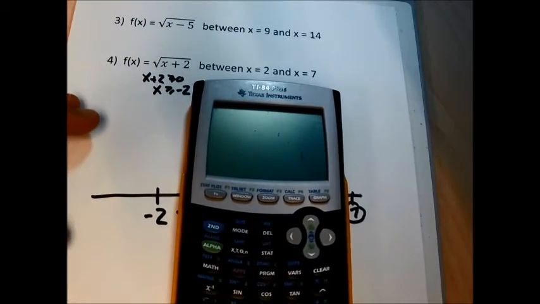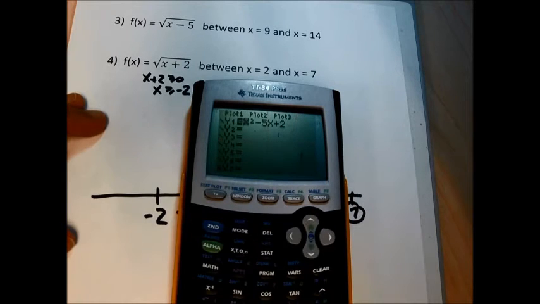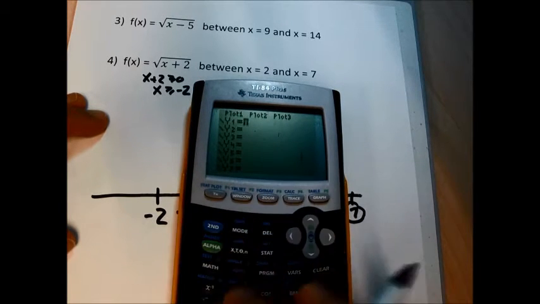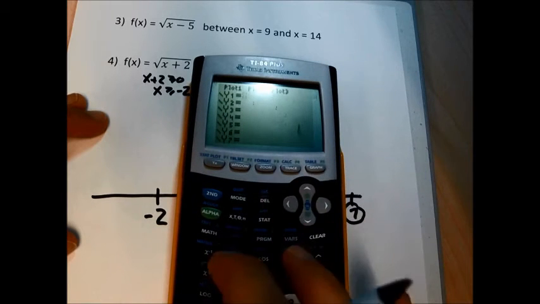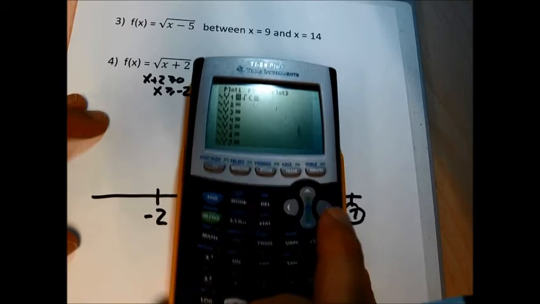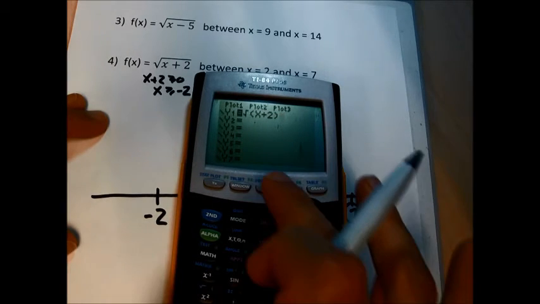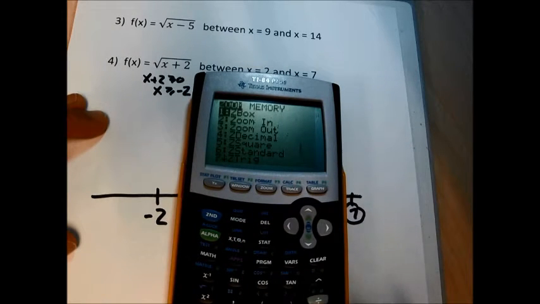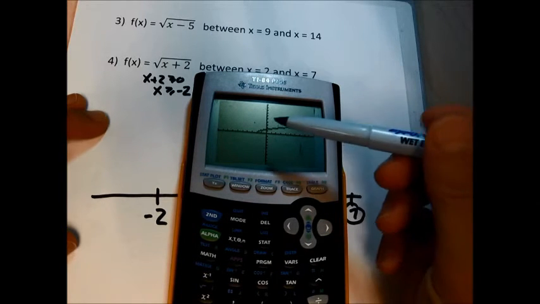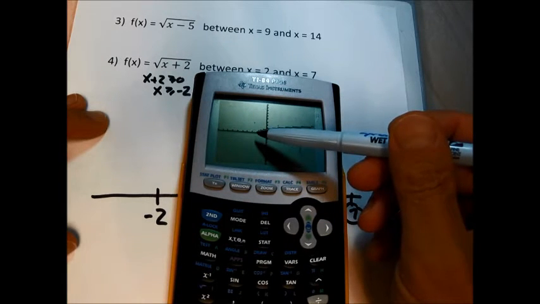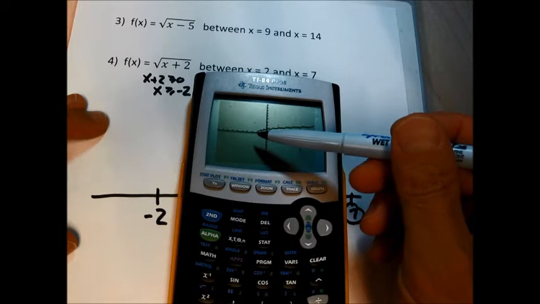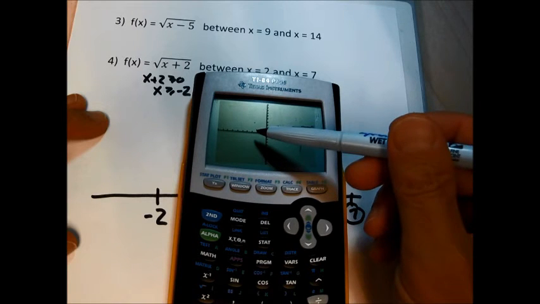So I'm going to turn my calculator on, hit y equals, clear the function that's in there, hit second and then the x squared key to get the square root, and then x plus 2. I think Zoom Standard is going to be well enough here. Yeah, it did perfect. So right there's where the graph starts, and I'll label that point.